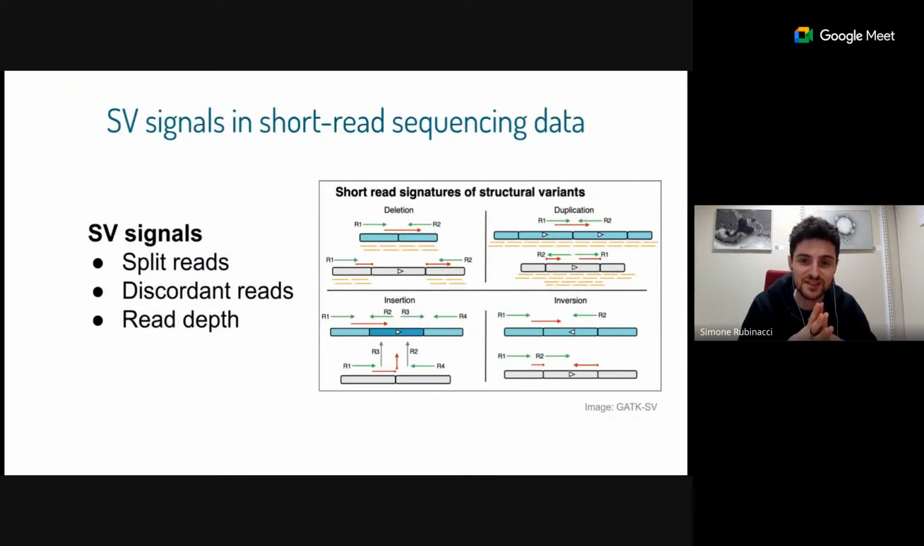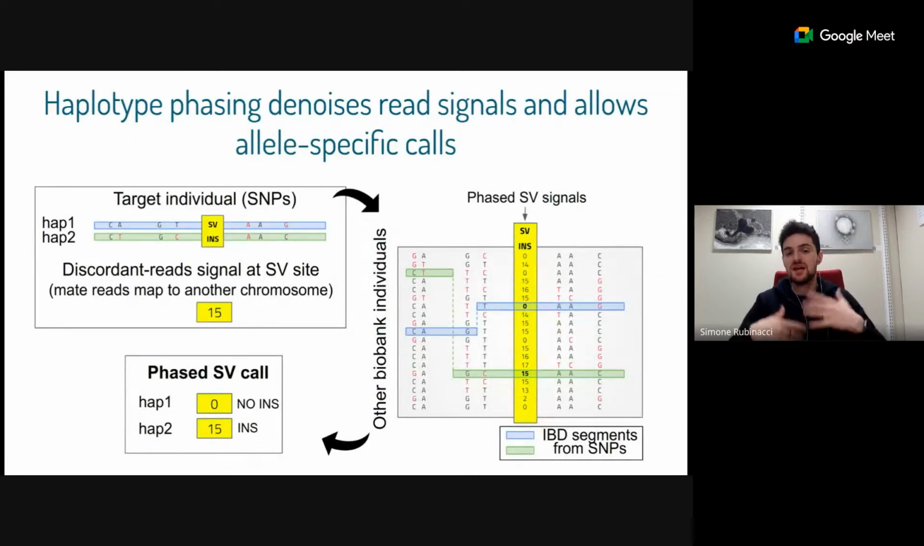Going a bit more into the details, the way we can detect structural variants from short-read sequencing data is to look at specific patterns in the reads, such as split reads, discordant reads, or read depth patterns. We refer to these as structural variant signals in the following. The key idea is that once we have these structural variant signals across all individuals in the cohort, we can use relatively standard phasing techniques to include structural variant signals and denoise sequencing reads, effectively allowing structural variant calling at the haplotype level.